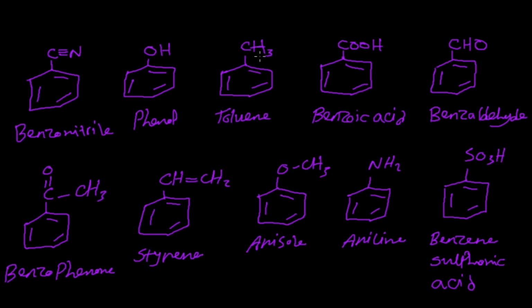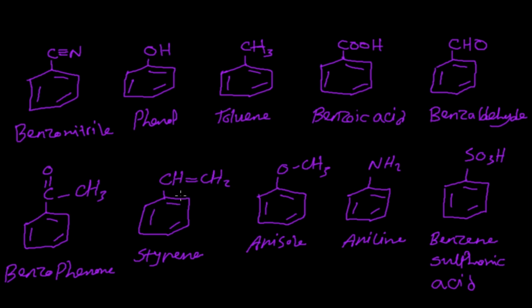Another name for methylbenzene is toluene. And if we get the acid of benzene, which is the introduction of a carboxylic acid group to the benzene ring, then we get benzoic acid. Now the aldehyde of benzene is called benzaldehyde, by introducing this formyl group here. And the ketone of benzene, the methyl ketone of benzene, is called benzophenone, as we can see here.